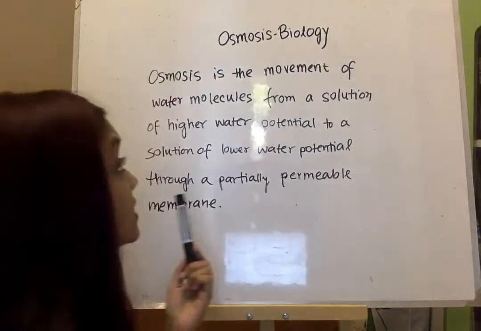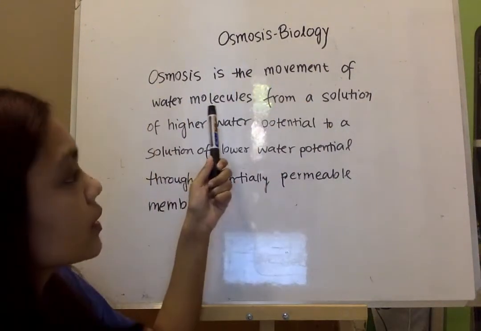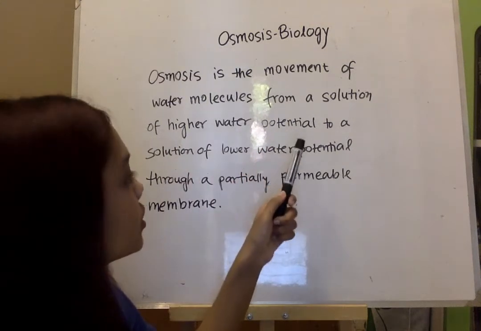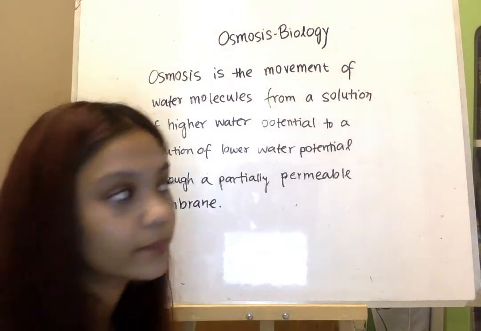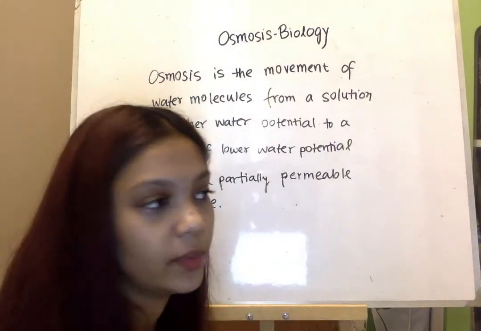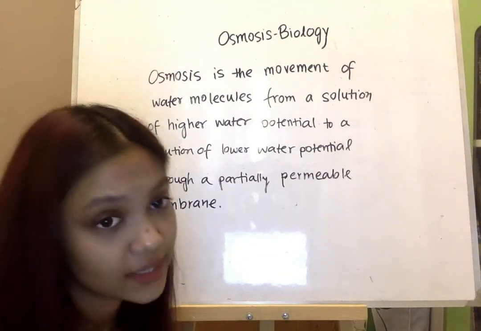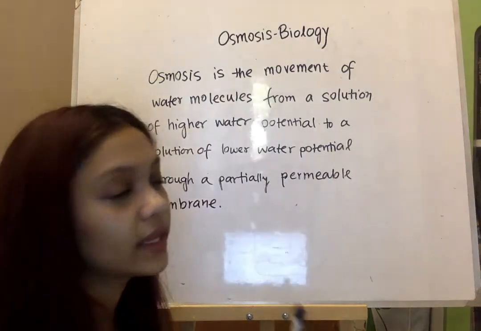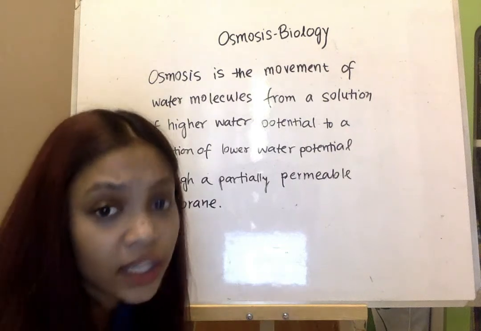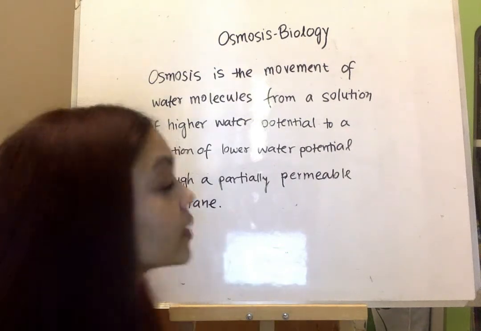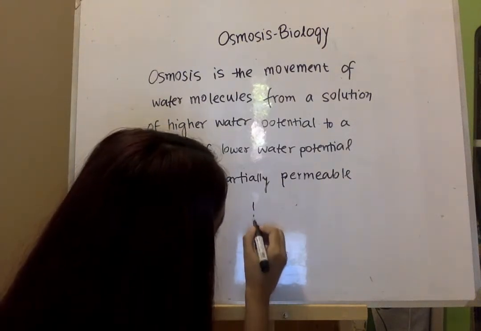So this is the definition of osmosis. Osmosis is the movement of water molecules from a solution of higher water potential to a solution of lower water potential through a partially permeable membrane. Now, what is a partially permeable membrane? In one of our videos, we have talked about the cell surface membrane, which is an example of a partially permeable membrane. It only allows smaller molecules or some specific substances to enter as well as leave the cell.